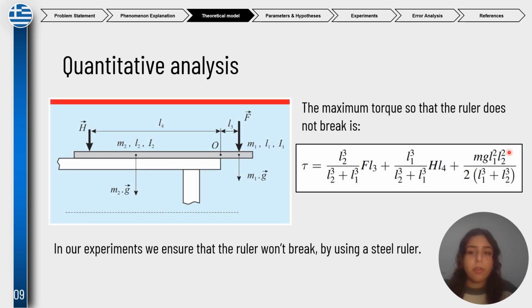Moving a bit further, we see that the problem statement suggests that the ball bounces off the ruler without breaking the ruler. We can use this model here to calculate the maximum torque for the ruler not to break, which is the following here. And in our experiments, we ensure that the ruler will not break by using a steel ruler.